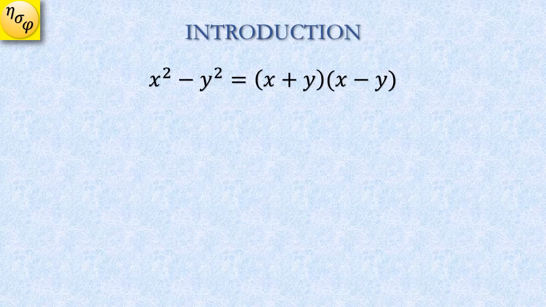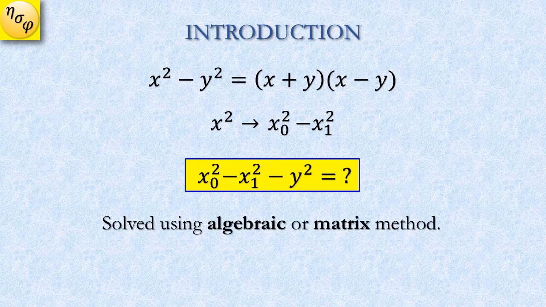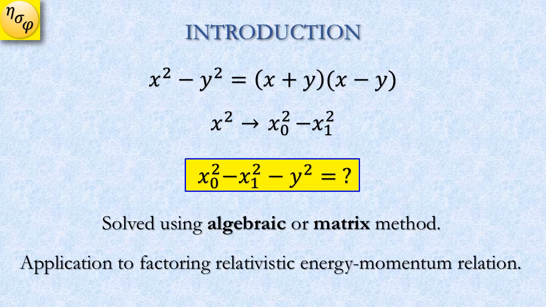In mathematics, we often encounter this quadratic expression. This is the difference of two quadratic numbers, and algebraically it can be factorized as (x plus y) times (x minus y). Now, I want to substitute x squared with two numbers, x0 squared and x1 squared. How do you factorize this? There are two solutions. You can use the algebraic method or the matrix method. Afterwards, we're going to relate this matter to a real physics problem, that is to factor relativistic energy-momentum relation.